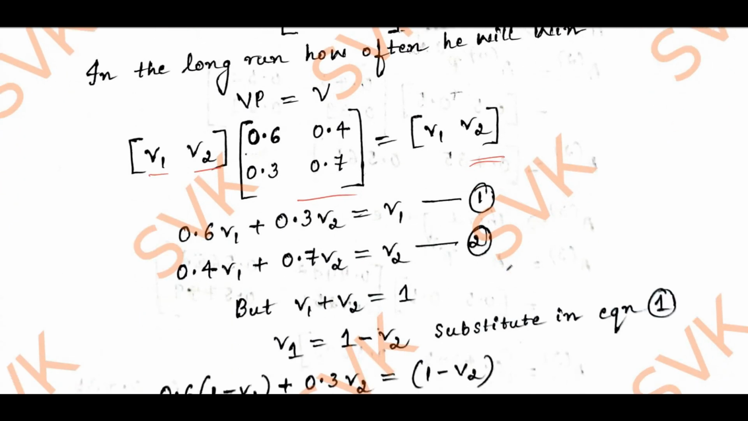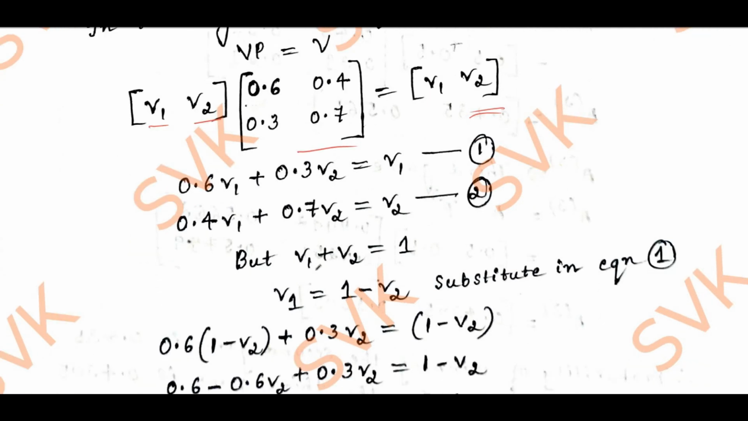So then expand that matrix. We are going to get a simultaneous equation. This is the simultaneous equation we got. And now we know that v1 plus v2 is equal to 1. You can consider the same calculator. So you need to consider the calculator.